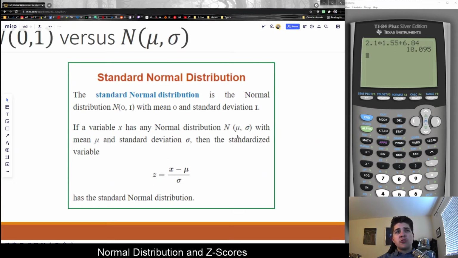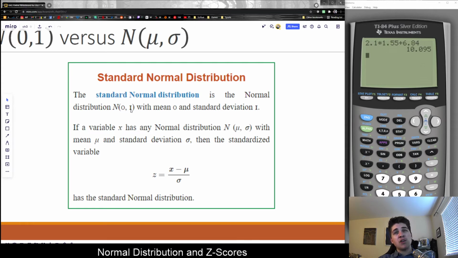Any normal distribution is a distribution which follows the pattern. Sometimes our book will refer to it as N(mu, sigma), which is just referring to any normal distribution which has a mean mu and standard deviation sigma. Whereas a standard normal distribution is sometimes written as N(0, 1), because the standard normal distribution has a mean of 0 and a standard deviation of 1.